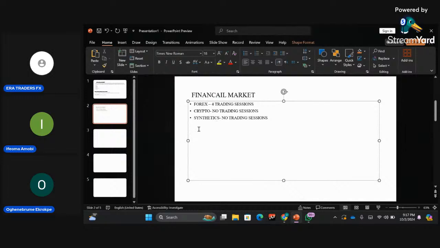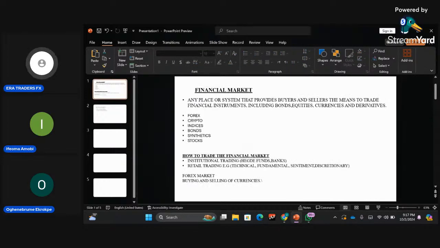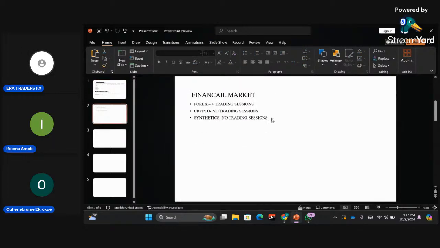Good, good. So how do you trade as a retail trader? Because we are retail traders. We don't have enough liquidity. When I say liquidity, we don't have enough money to trade the market like the big banks. So how do we trade as a retail trader?